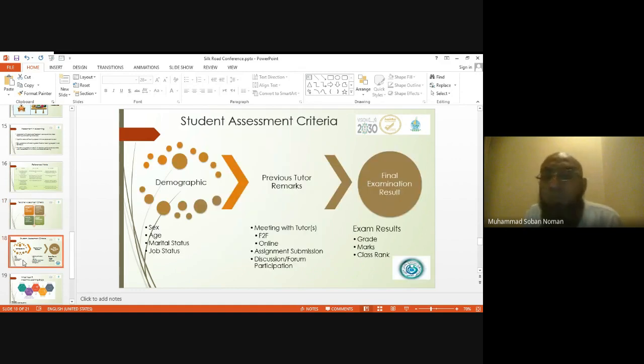For the student point of view, it is the same criteria, but from the student perspective. And here we put in some more things as well. It's about the family background. Student family background is also a very key factor that shapes the student assessment during the whole academic cycle.